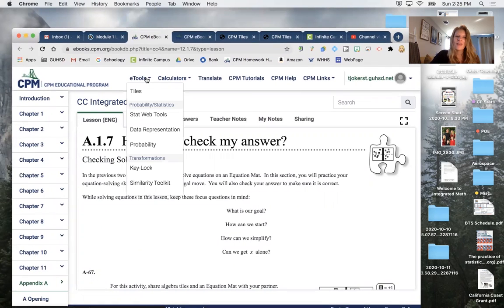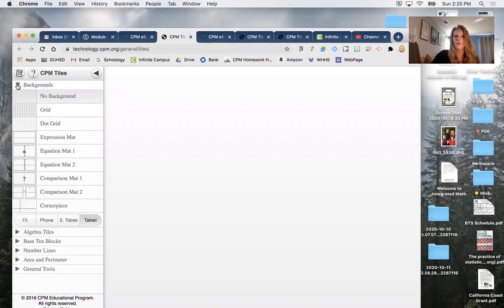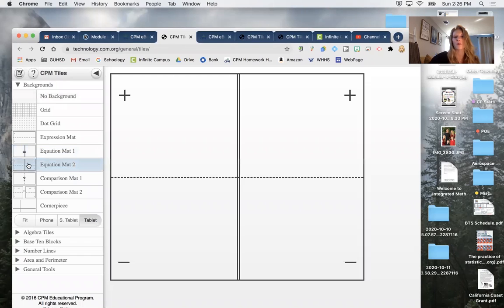The next thing I'm going to do is go to e-tool and down to tiles, and I'm going to choose my background. For the background, I want to use equation mat 2, because remember, this one doesn't have the plus and minus, so I don't want that one. I want this one. This is the equation mat that we use. These are like big equal signs because that's what we have here. This is what it looks like.